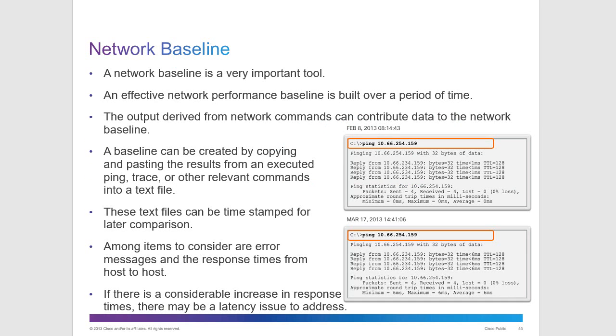Network baseline is something you can generate by using ping or other commands that will give you back a response time for specific connections. You'll take those response times and compare them over different periods of the day and establish this baseline for what you consider to be normal network activity. Then you can use that baseline to see if there's any increased delay, so you know if there's a problem going on in your network.